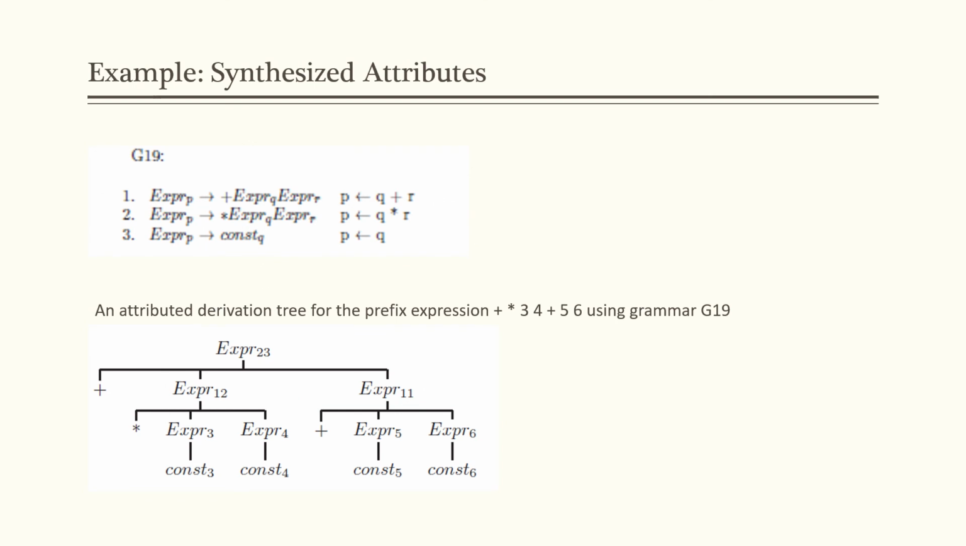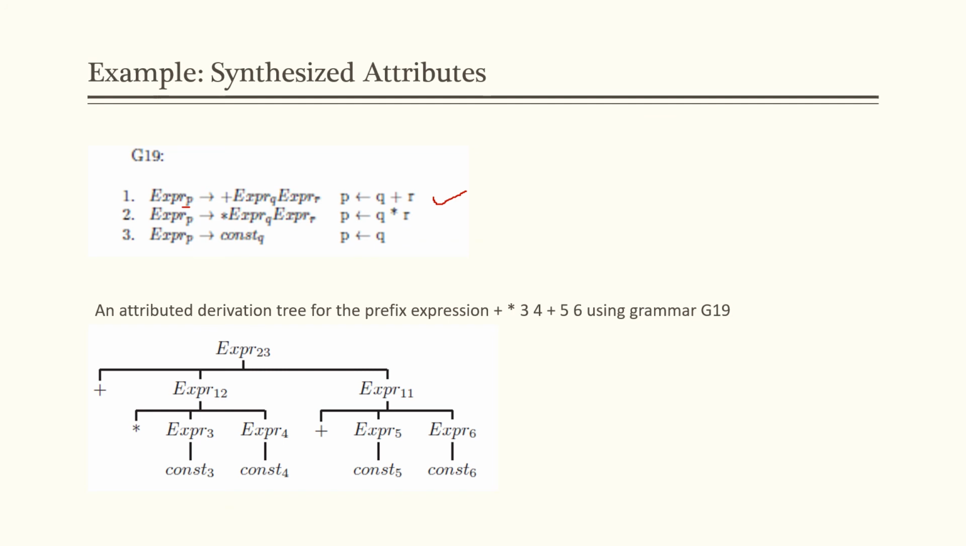There are two types of attribute grammars. First, we want to look into the synthesized attribute. We can see the example here, G19, for the examples of attribute grammar. Normally an attribute grammar will have a subscript, like in this case, EXPR has a subscript of P, and then the attribute value of P goes to Q plus R. So this is an example of attribute grammar.